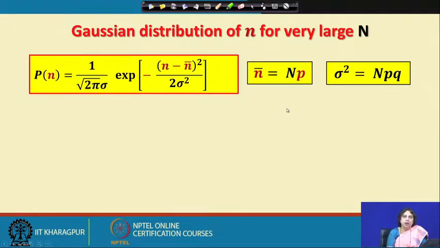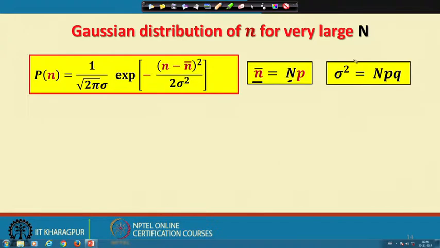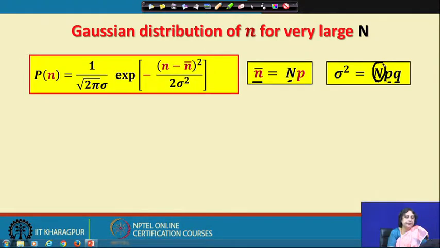Now, please try to understand, if capital N is a very large number and small p is a fraction, n bar itself is still a very, very large number. Now, look at the possible values of sigma. Sigma squared is capital N into P into Q. P and Q typically, in the absence of the field, are equal to half, but how big sigma square is, is dictated by the value of N. So, once again this is a large number.